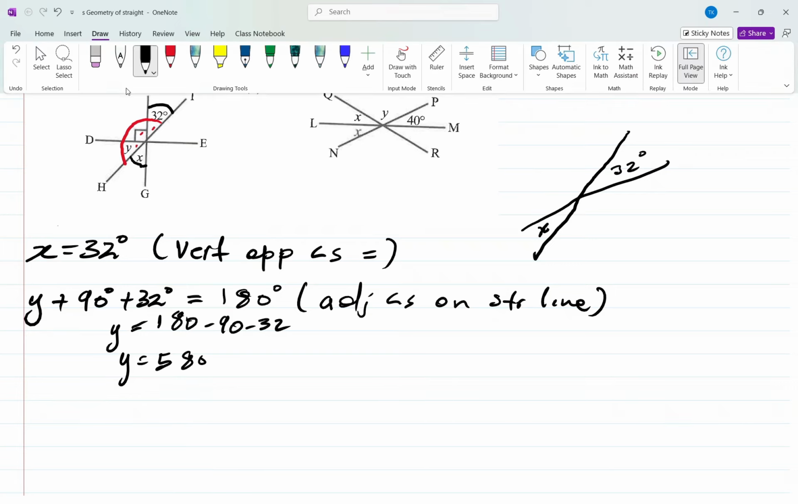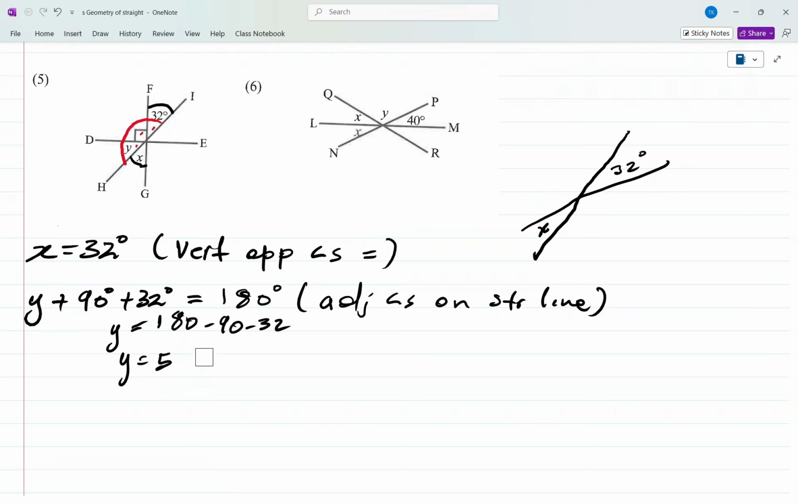We have the value of y as 58 degrees. I'm sorry about that. I'll just fix it here. As 58 degrees.